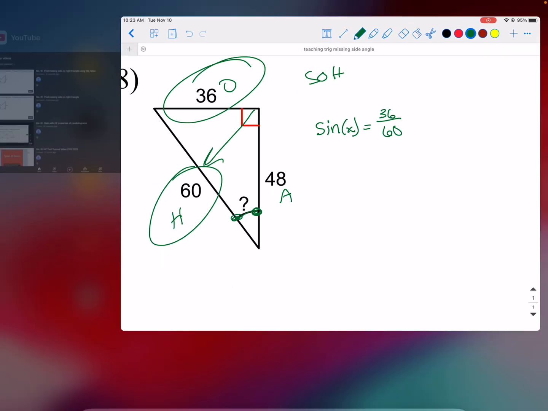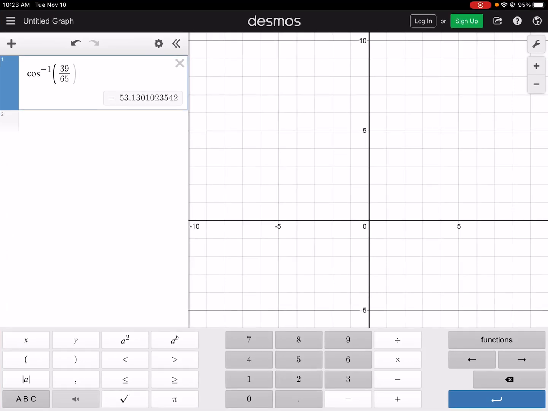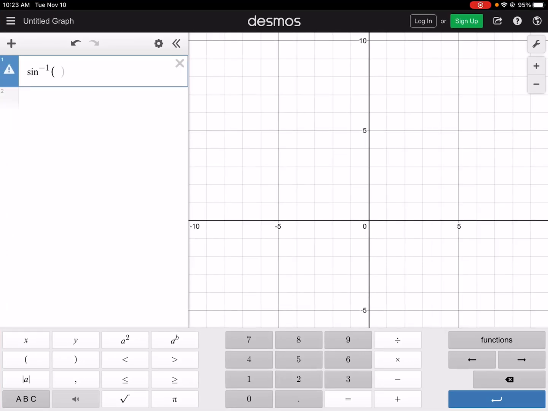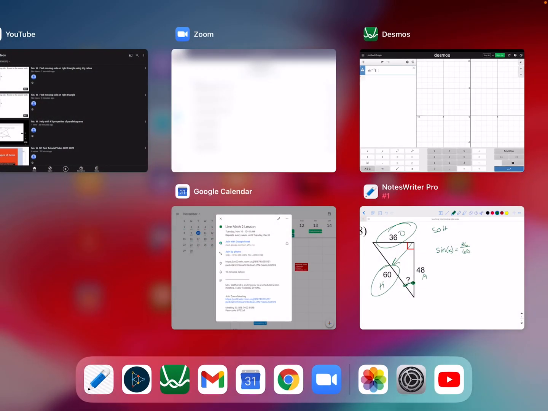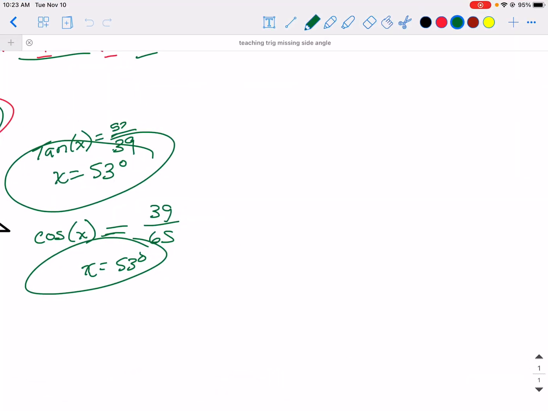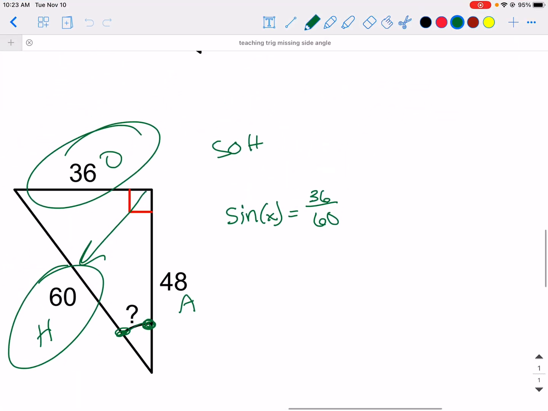So in Desmos, you would select the trig function sine -1 because it's an angle, and 36 over 60. 36 divided by 60. So rounded to the nearest, that's 37 degrees. So in this case, x is 37 degrees. That's all there is to it.